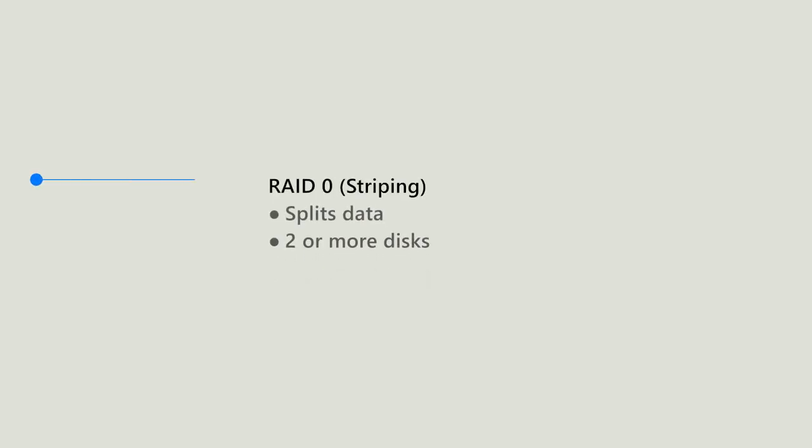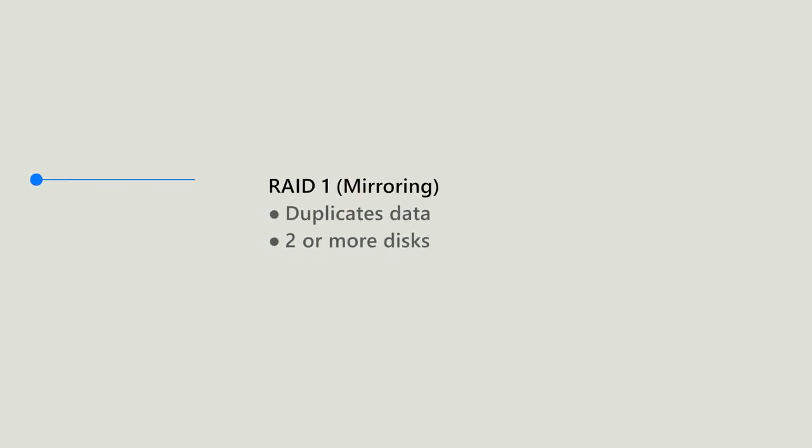This level splits data evenly across two or more disks with no redundancy, offering improved performance but no fault tolerance. If one disk fails, all data on the array is lost. Next is RAID 1, mirroring. RAID 1 duplicates the same data on two or more disks. It offers excellent data protection since data can be recovered from the other disk if one fails, but it reduces the available storage capacity by half.